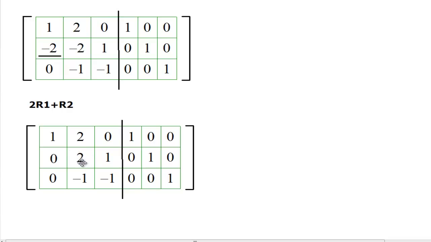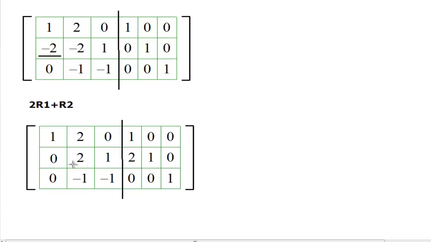And 2 times 0 plus 1 will remain as 1. On this part, 2 times 1 plus 0 would become a 2, so let's put a 2 over here. And 2 times 0 plus 1 would stay as 1, and any linear combination of zeros will be a 0. So we have accomplished this task.